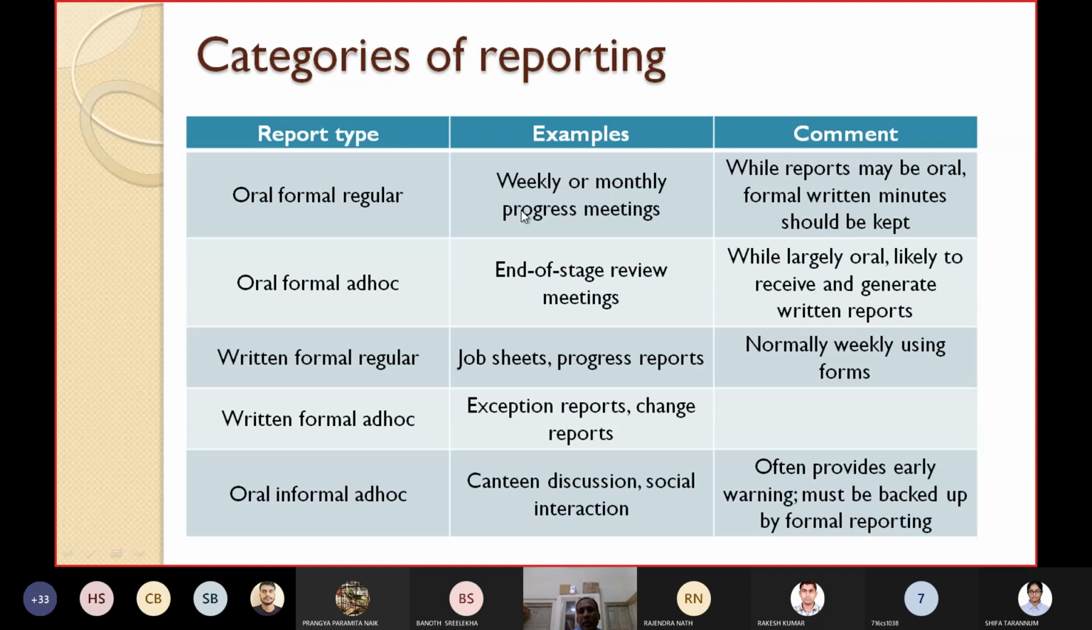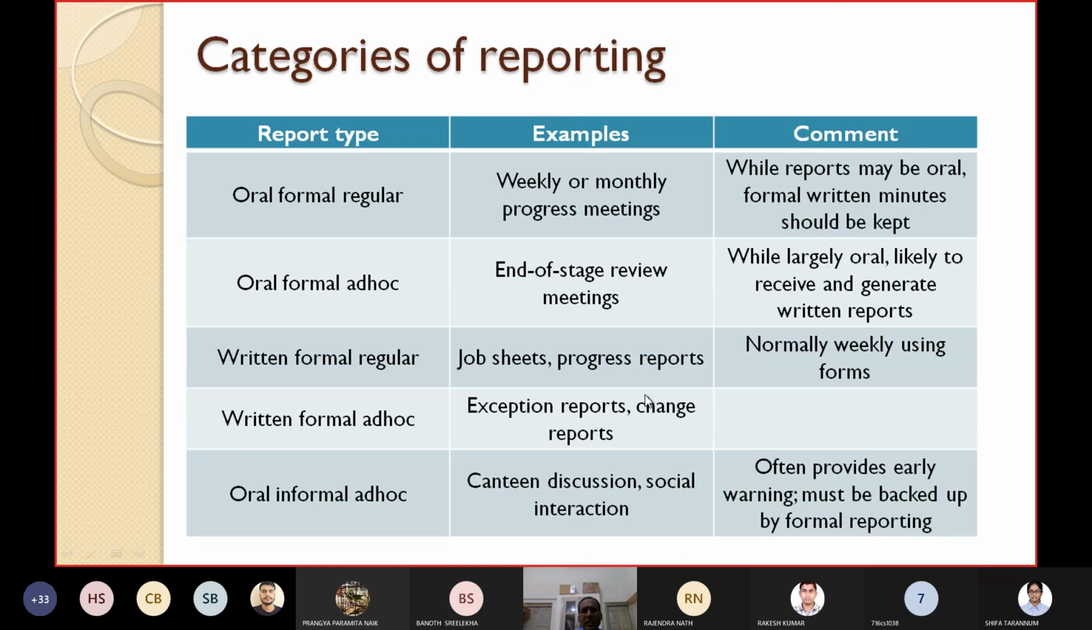So, weekly or monthly progress meetings, example. And what is the comment? While the reports may be verbal, oral, formal written minutes should be kept. That's why when any meeting is carried out, at the end of the meeting minutes are prepared, and in the minutes is written the discussion made in the meeting, recorded and documented. That's the minutes of the meeting. So even while the reports may be oral, the formal written minutes should be kept.